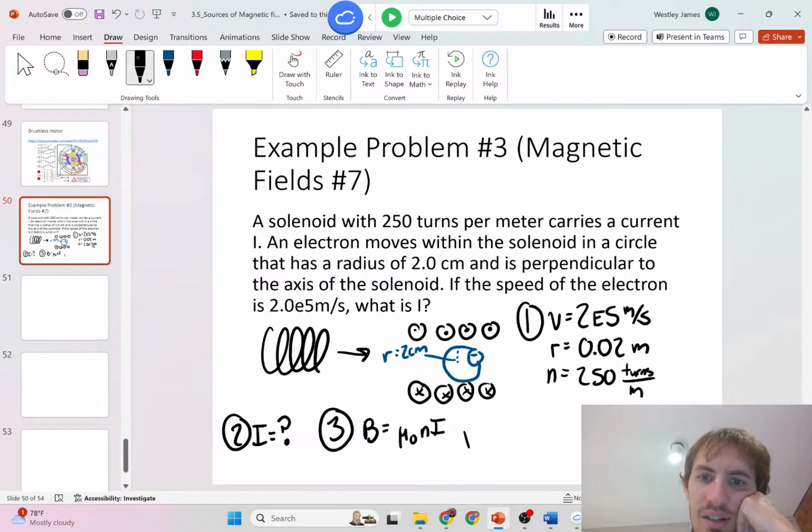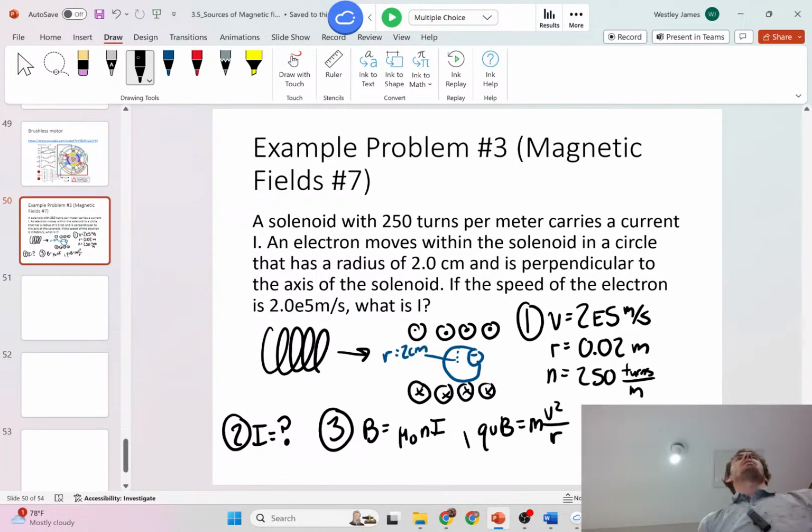And then last week, I gave you the equation that if something is going in a circle, QVB equals mv squared over r. mv squared over r is the centripetal force. QVB is the force that a moving charge experiences. So this equation combines both of those. It says the force that a moving charge experiences causes it to go in a circle. That is a very important concept for you all to remember. If a charge enters a magnetic field, it will go in a circle.